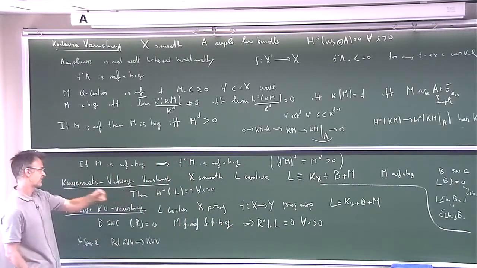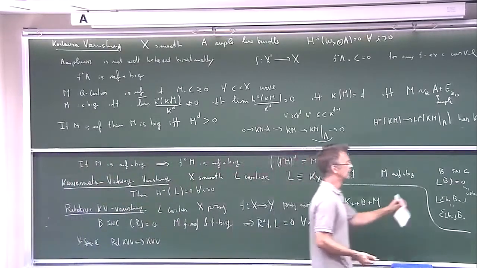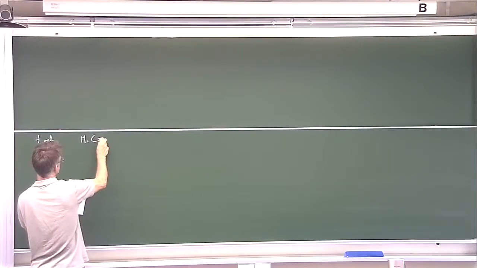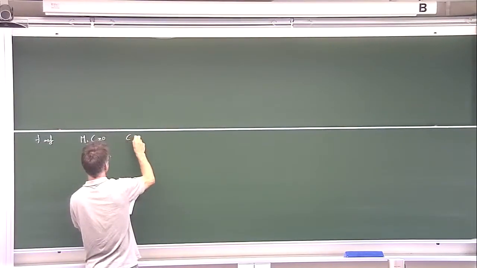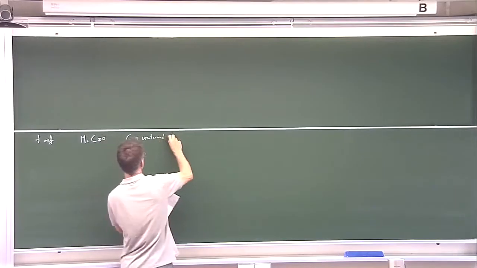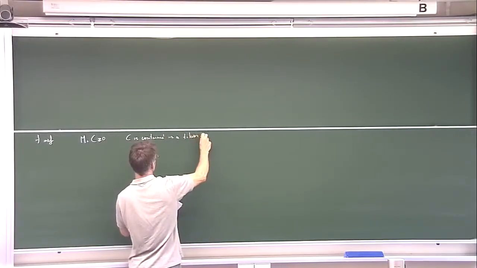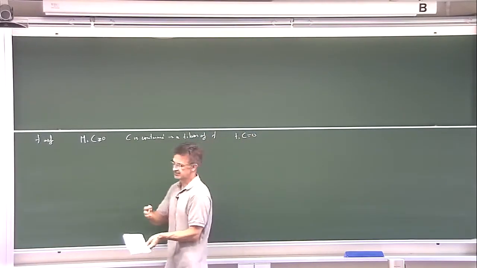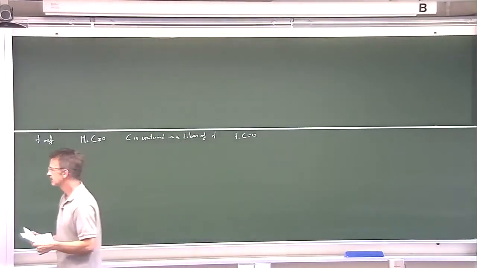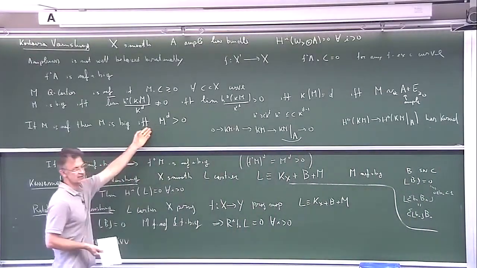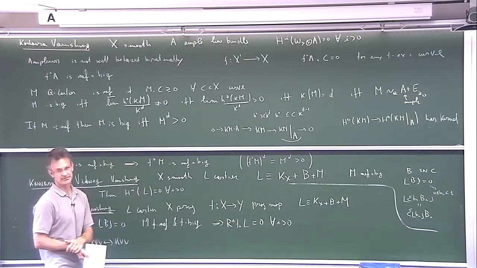OK, so what do f-nef and f-big mean? For example, f-nef means that when I take M and intersect it with C, I always get a non-negative number, provided that C is a curve which is contained in a fiber of f. In other words, f_* of C is 0. So it has non-negative intersection with vertical curves. And the bigness, well, you can phrase it in a couple of different ways. One way to phrase it is that the top self-intersection of M restricted to a general fiber is positive.